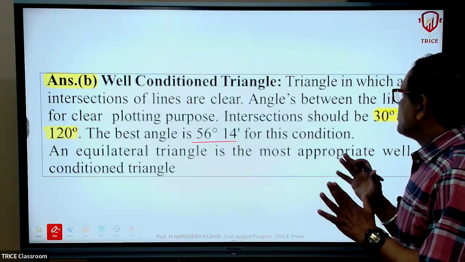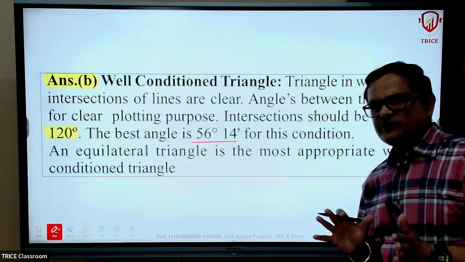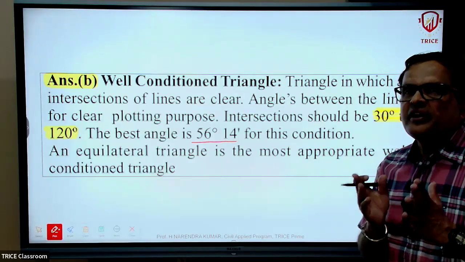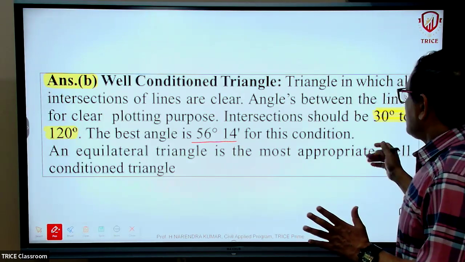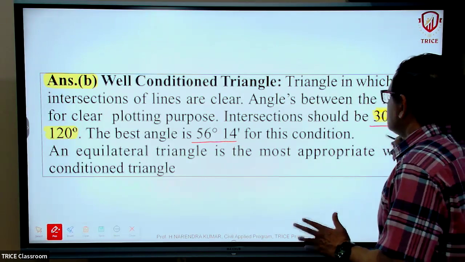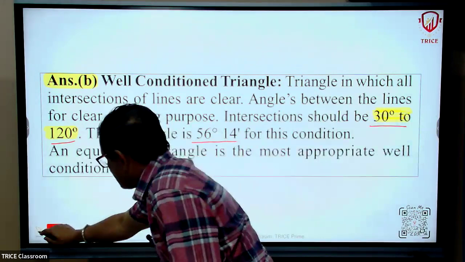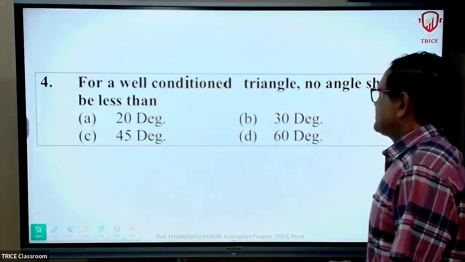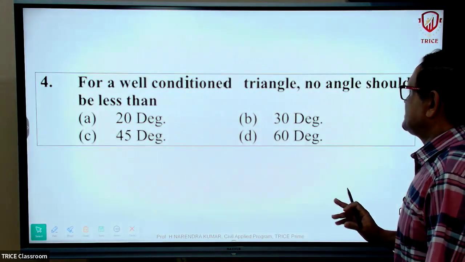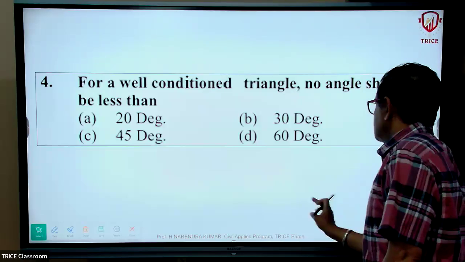But an equilateral triangle is the most appropriate well-conditioned triangle. But in our surveying, it is very difficult to frame an equilateral triangle, so we always follow this 30 degrees to 120 degrees. As per the question, there are 4 options: 20, 30, 45, and 60. The angle should not be less than 30 degrees. Answer is B.